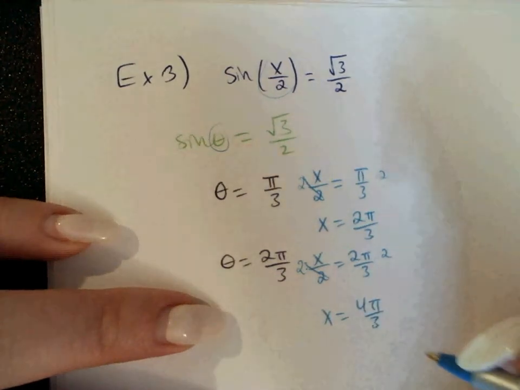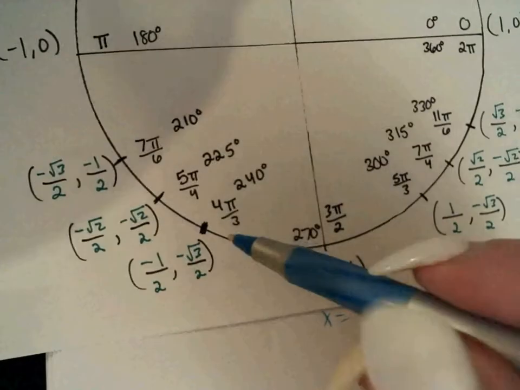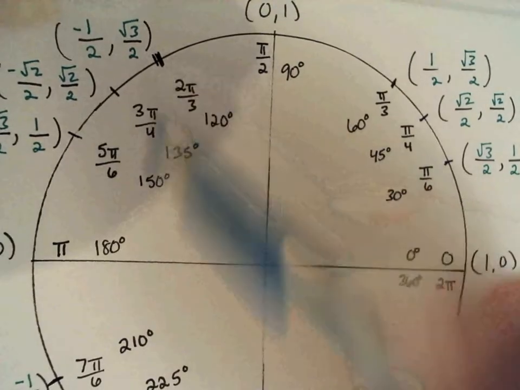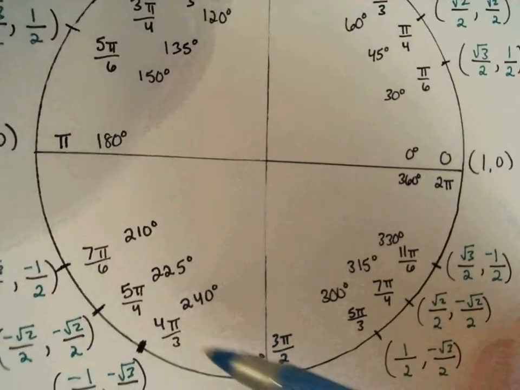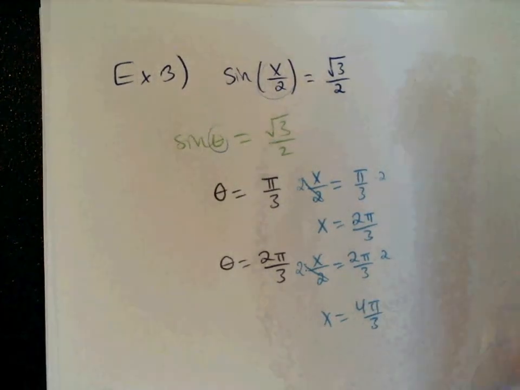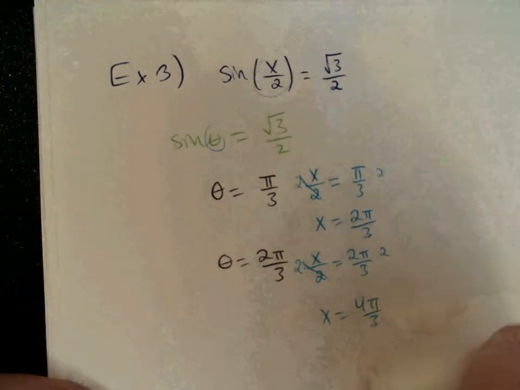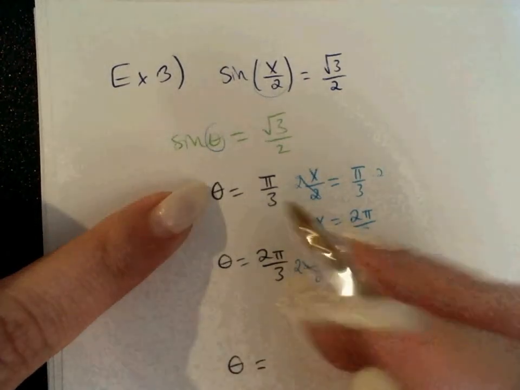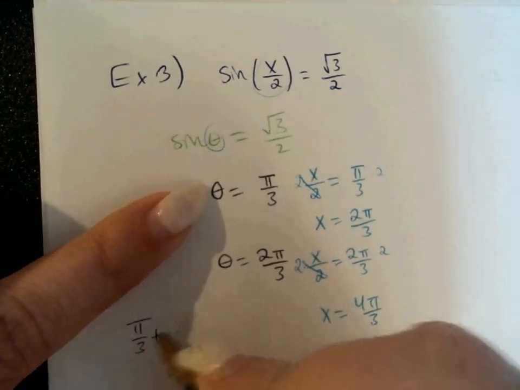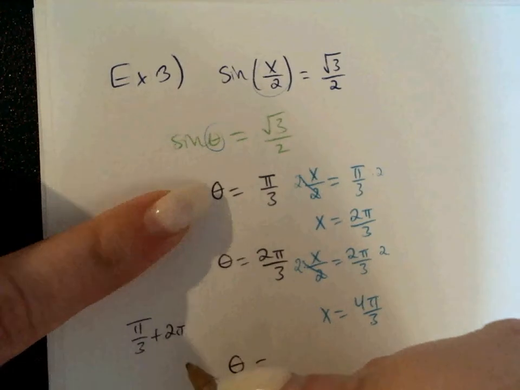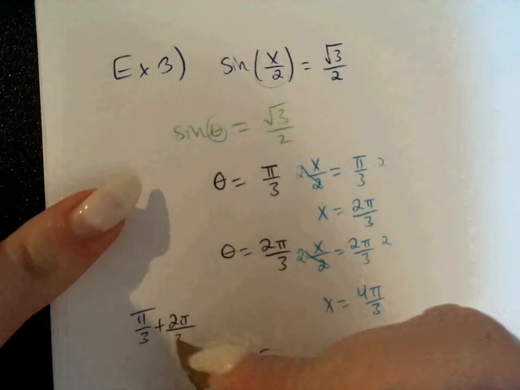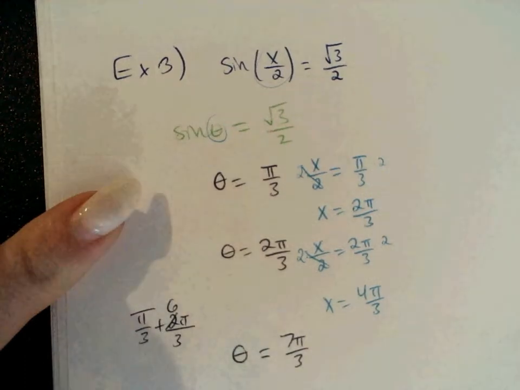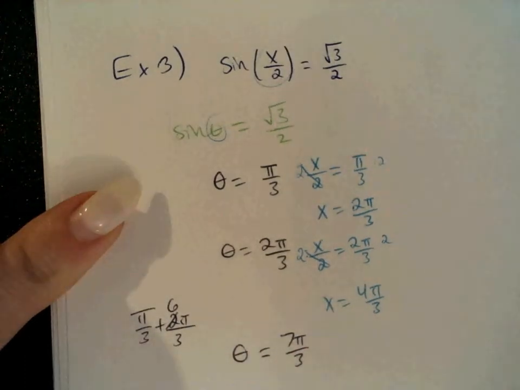And I see when x equals 4 pi over 3. So 4 pi over 3 is already right here. We went from pi over 3 to 2 pi over 3, and then 2 pi over 3 to 4 pi over 3. So you could see about adding another rotation. So I'm going to take the first one and add a rotation. Pi over 3 plus 2 pi. 2 pi is how many thirds? It is 6 thirds. So that's when theta equals 7 pi over 3.